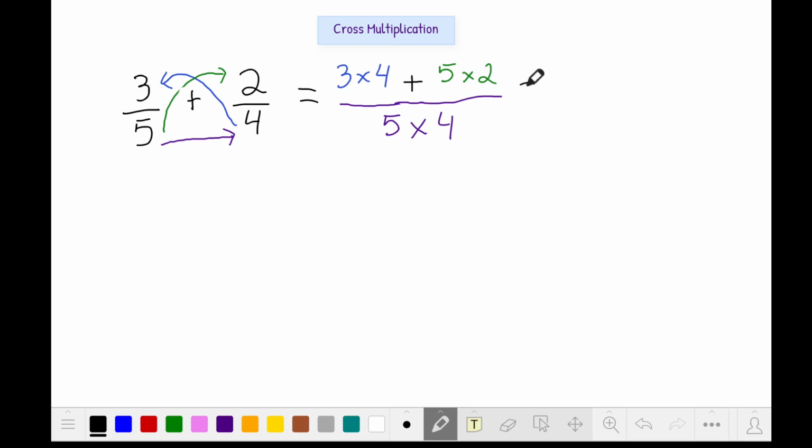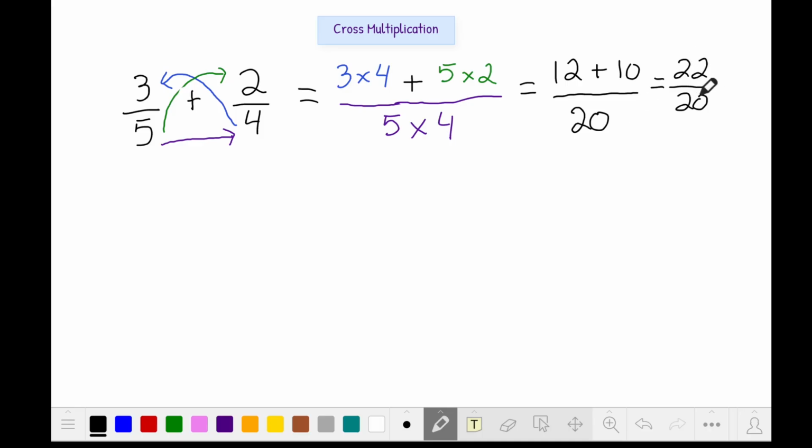And then what that's going to give us is 3 times 4, which is 12, 5 times 2, which is 10, with a plus in the middle. And then we're going to divide by 5 times 4, which is 20. And in this case, we're going to have 12 plus 10, which is 22 out of 20.